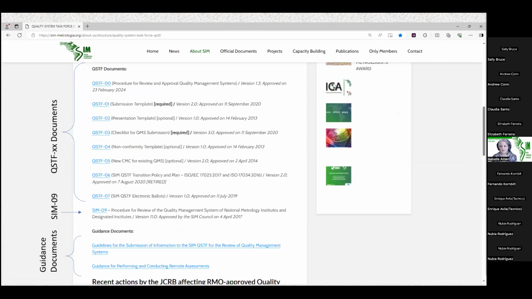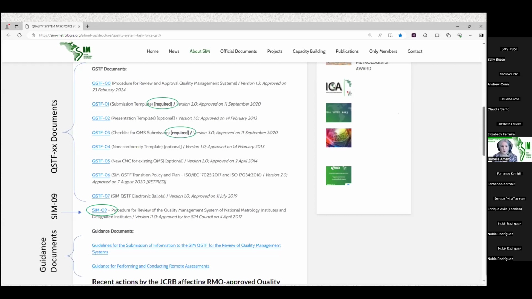So as you scroll down the QSTF webpage, you will find the documents. First, you will notice that the SIM 09 is there and a series of QSTF documents that are used by the SIM QSTF. The SIM 09 has been copied here for convenience and quick reference from the official documents tab at the top of the SIM webpage, as it is officially published on that page, as it is a SIM document approved by SIM Council. So the SIM 09 was explained to you in the previous presentation by the QSTF chair, so I will not repeat it here. So coming back to the QSTF series of documents, there are 7 of them.